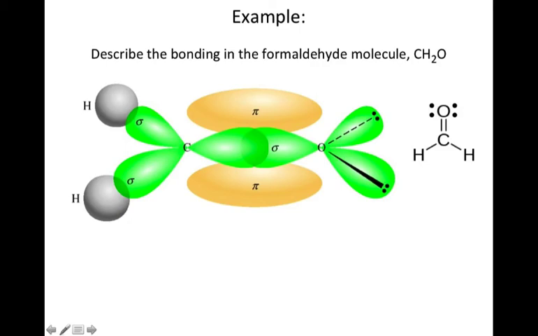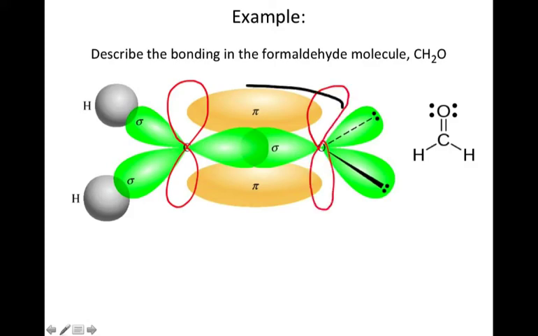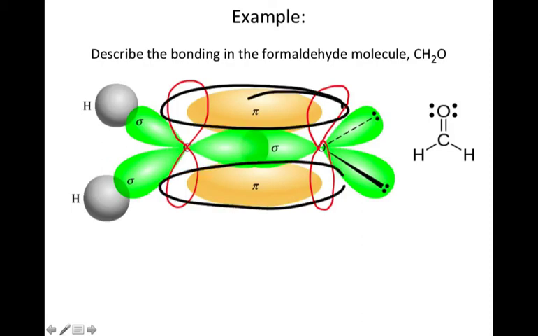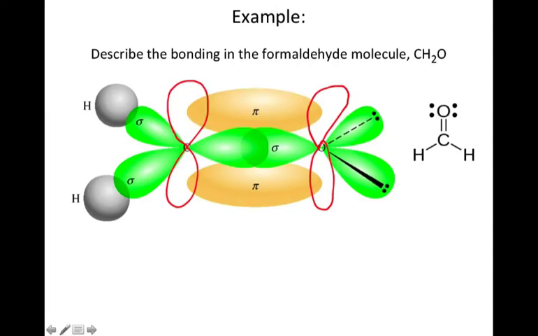Finally, the p orbitals on the carbon atom used to sit here. The unhybridized p orbital on the oxygen used to sit here. And then these will overlap sideways like this to form a pi bond that has two lobes, one above and one below.